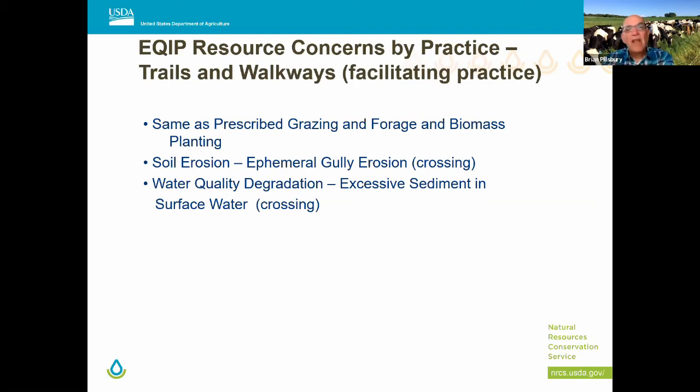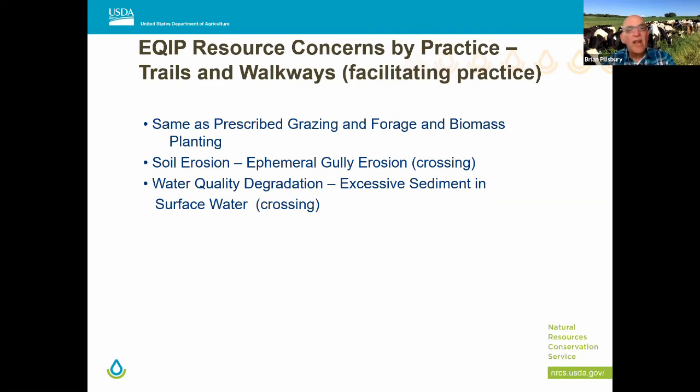It has either an at grade crossing, so it crosses the gully without a culvert, or one with a culvert in it. Same with a stream. You would get animals across that stream with a crossing, and that would avoid having to cross on a steep bank where animals would slough the banks off and put sediment into the stream.